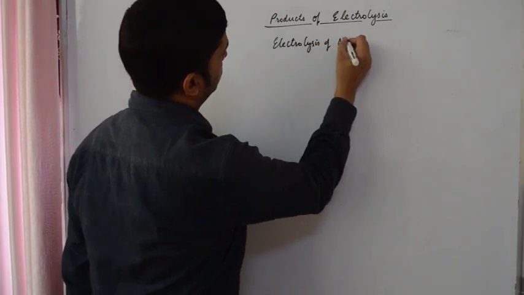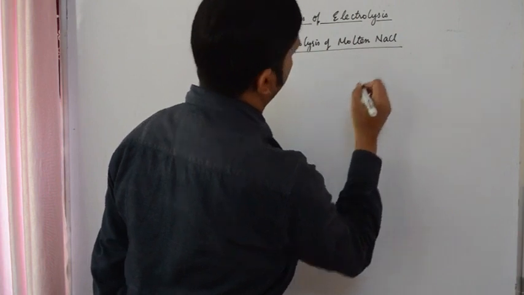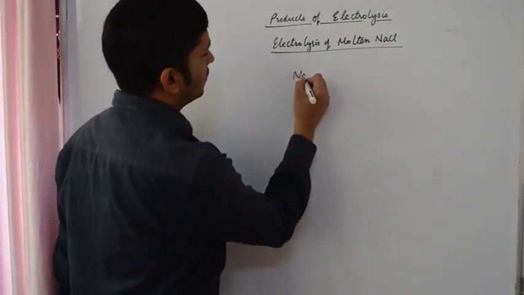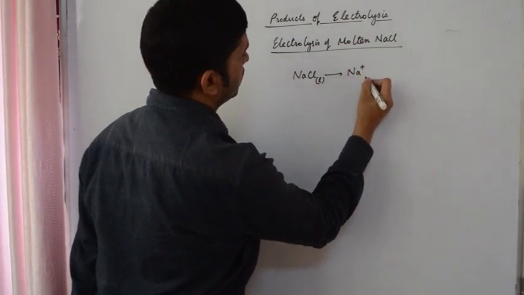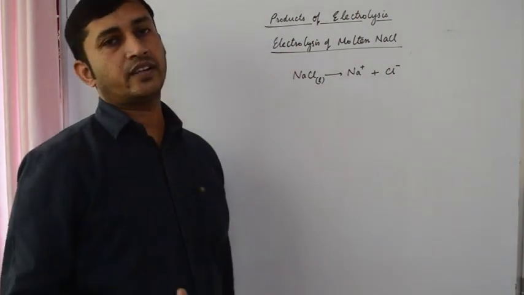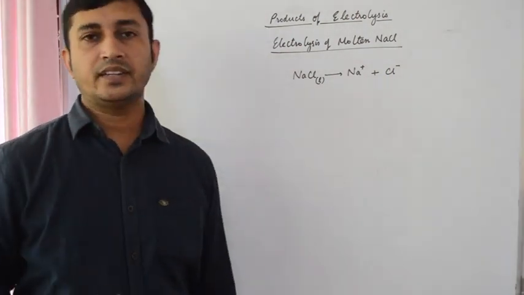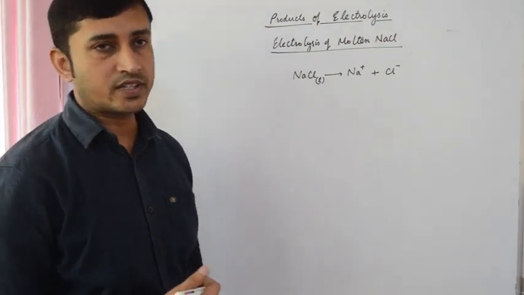Electrolysis of molten NaCl. This is a simple one. When current is passed through molten NaCl, it will dissociate into sodium ion and chloride ion. Here there are one cation and one anion. Cations will move towards the cathode and anions will move towards the anode.